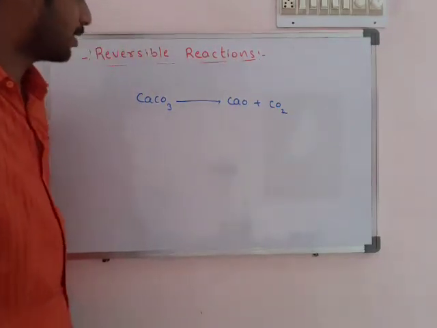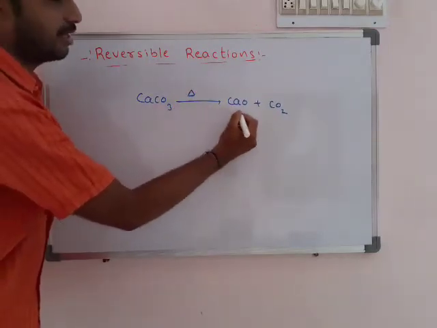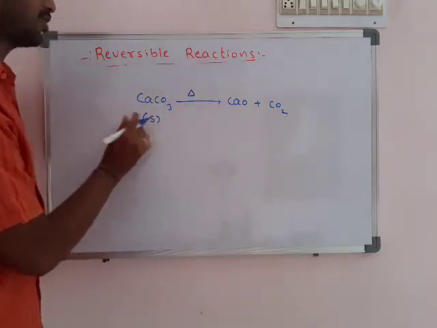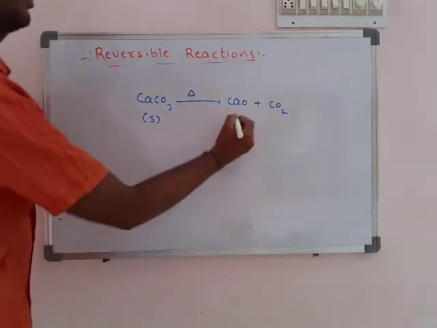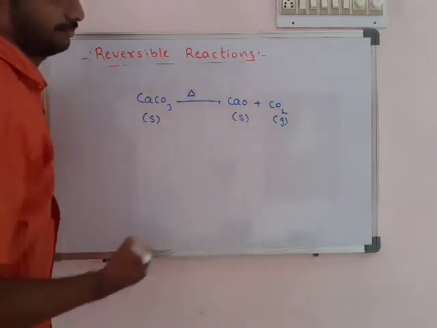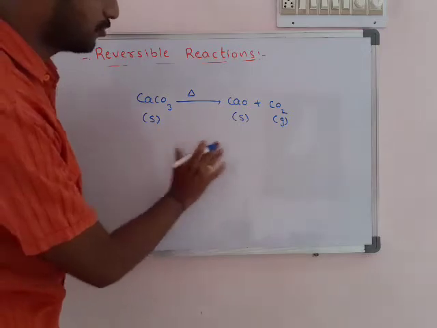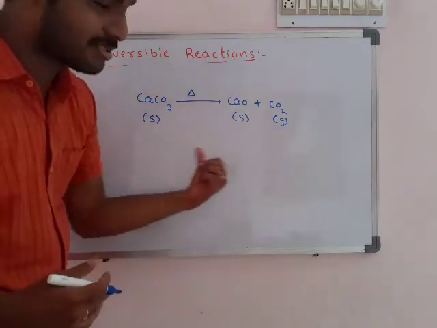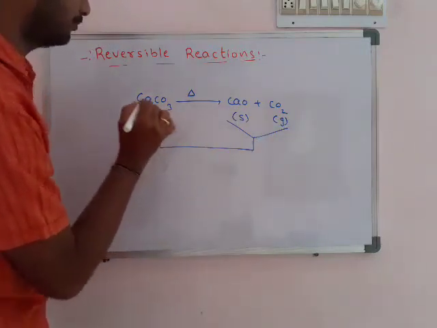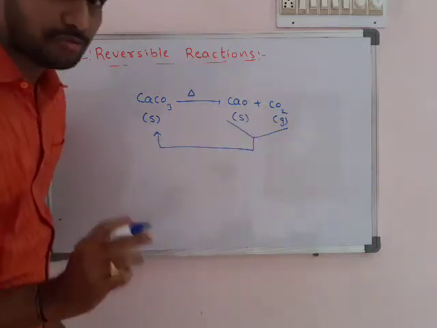For example, on heating limestone, these two compounds are formed. We know the physical state of calcium carbonate is solid, this is solid and this is gas. In the forward reaction what happened? CaCO3 formed CaO and CO2. In the reverse reaction what happens? These two react, forming CaCO3. So when these two combine, we get CaCO3.